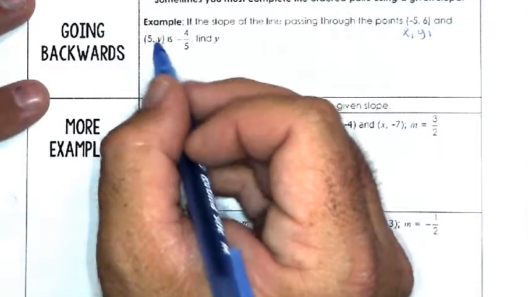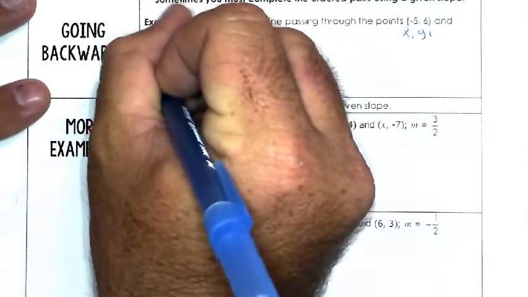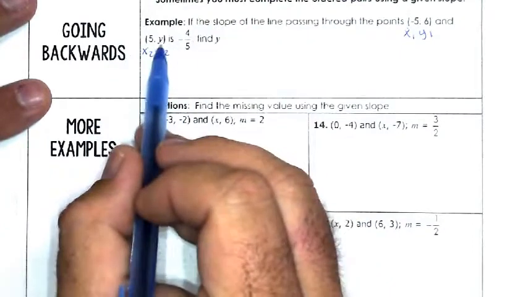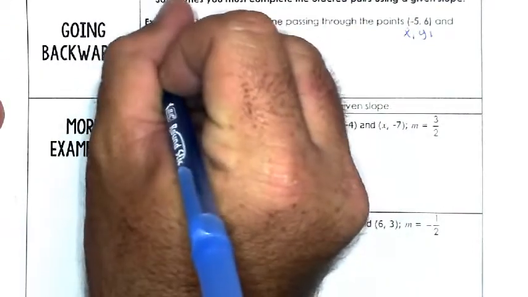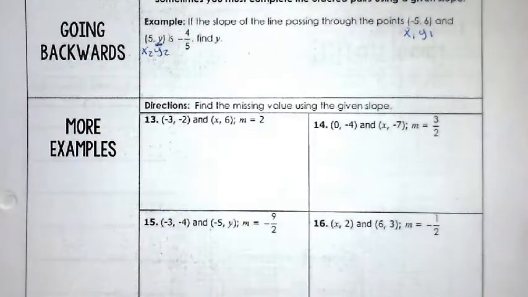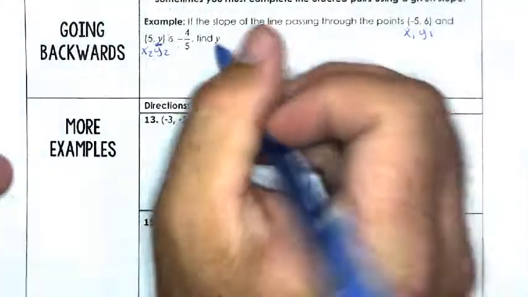What is different about this ordered pair? There's a y in there. So do I know that value? No. It's my goal to solve for that value. Okay? Then I finally put is negative 4/5. This is your m. That's your slope. When you see the word is, that's your slope.